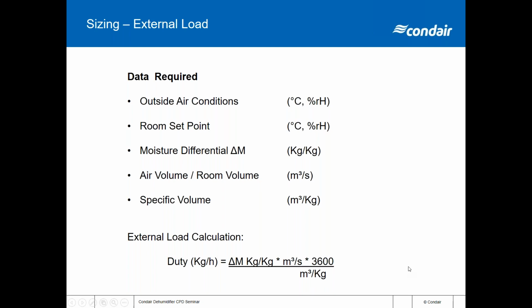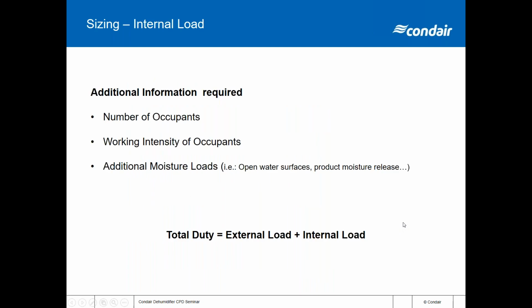So that gives us an external load figure, but it's not the only part of the story. We also need to know what is our internal load for the dehumidifier, and that's going to be made up of a number of figures. Firstly, the number of occupants. ASHRAE gives us some guidance here as to the moisture that we can expect to see from occupants.